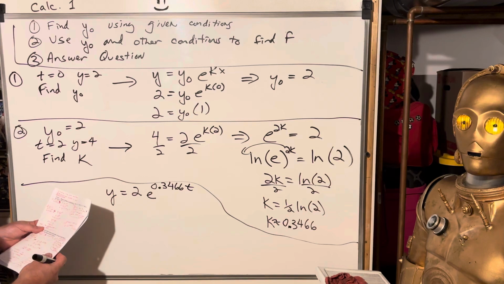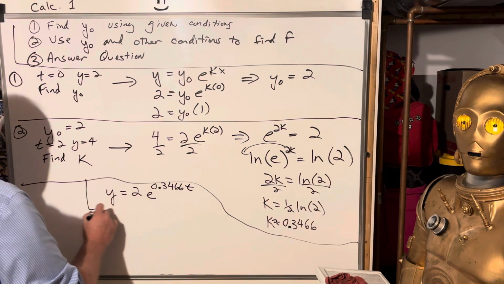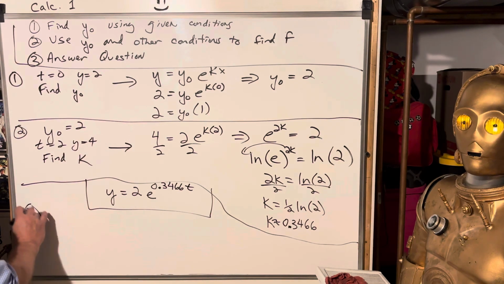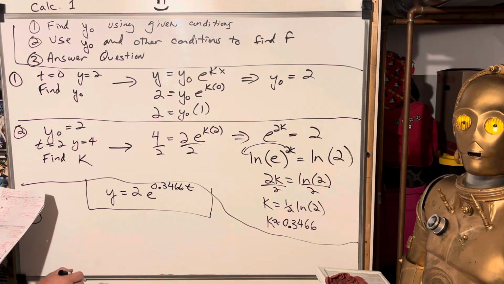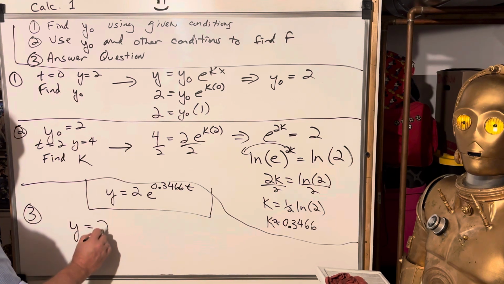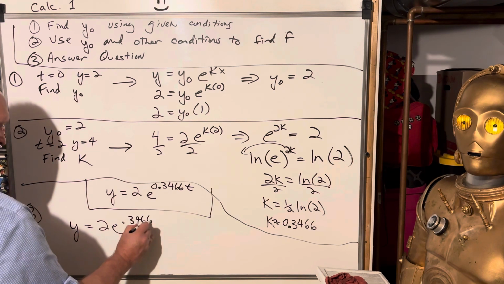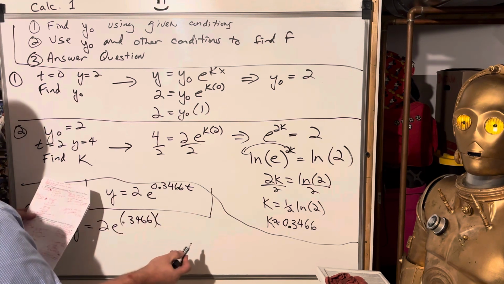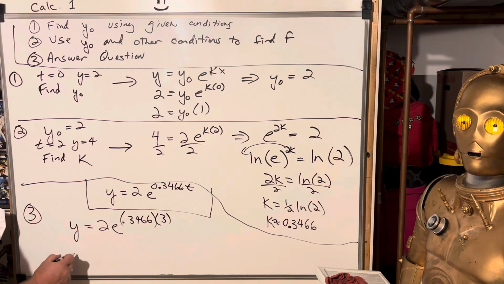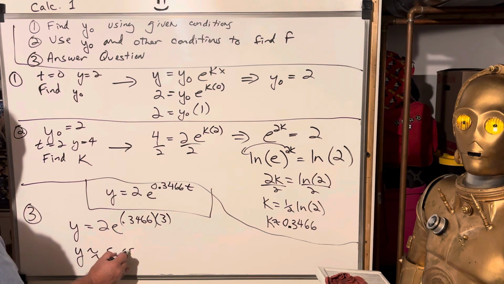And now they want us to answer the question. So here's the question. We've got our nice little equation here. And now for 3, it says find y when t is 3. 0.3466 times 3. And then when you do that in your calculator, that'll be approximately 5.657.